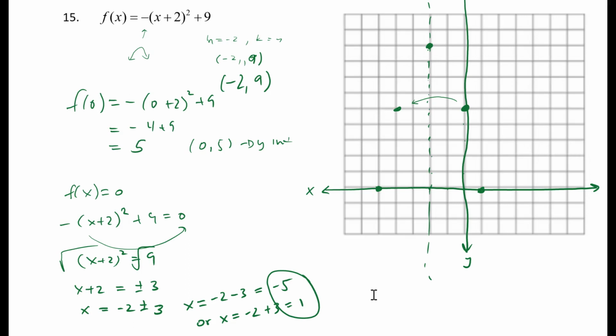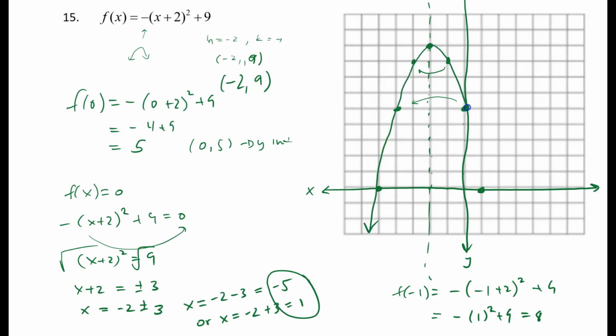If I wanted to, I could also evaluate, say, x is -1. So f of -1 would be -(-1 plus 2) squared plus 9 equals -1 squared plus 9 equals 8. So at -1 here, my point will be 8. And I can use symmetry to get that point. And so now I've got a nice set of 7 points to draw that parabola.